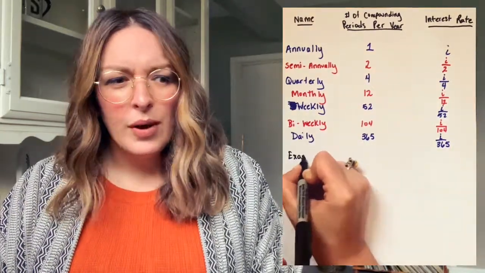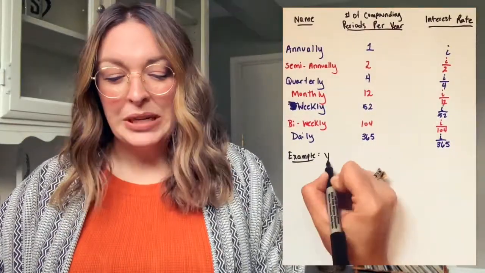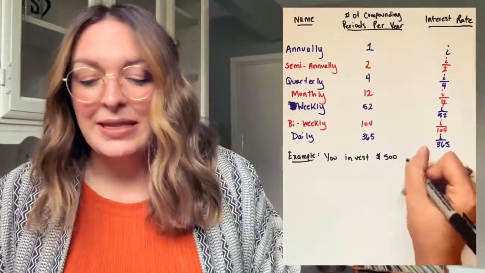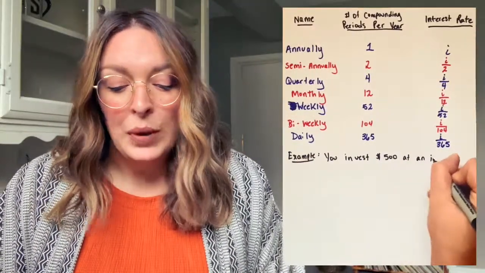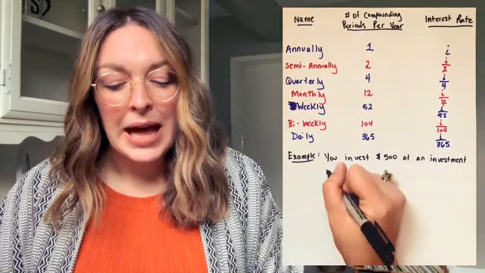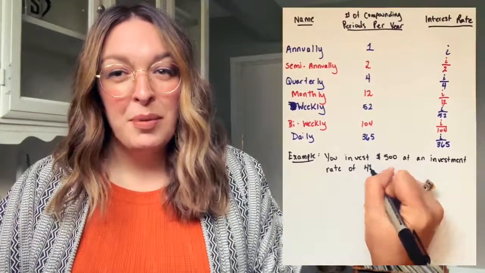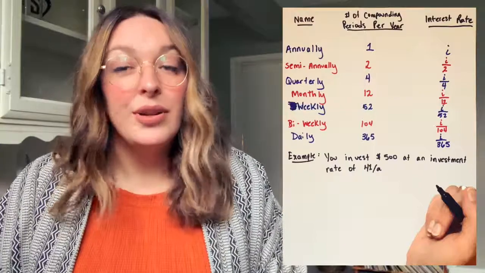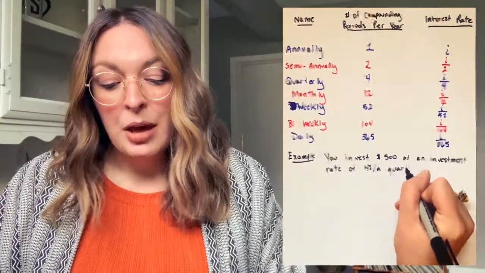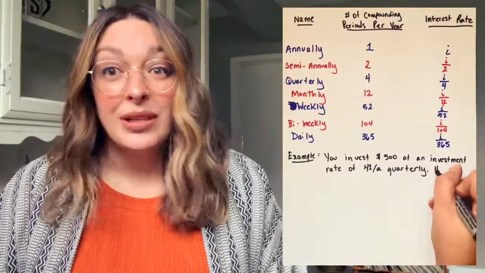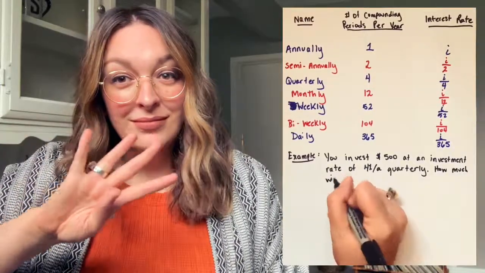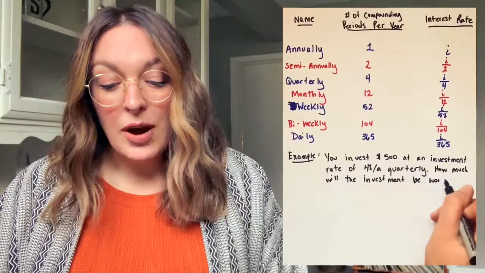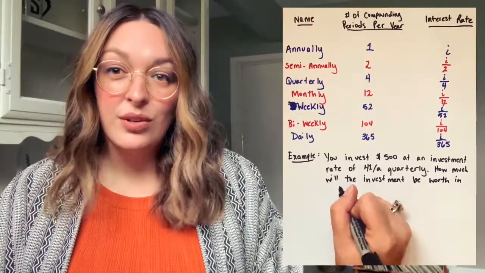So let's just go over one example, make sure we're all on the same page and we do get this. So say you actually have $500 and you're investing that, an investment at a rate of 4% per annum. So you see that 4% per A or that /A, that means per annum. So that's 4% per year. That's all that's meaning. But you're going to invest it quarterly. So what does that mean? 4 times a year, every 3 months. So I want to know how much the investment's going to be worth in 5 years.